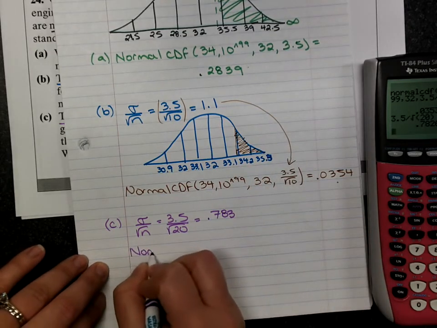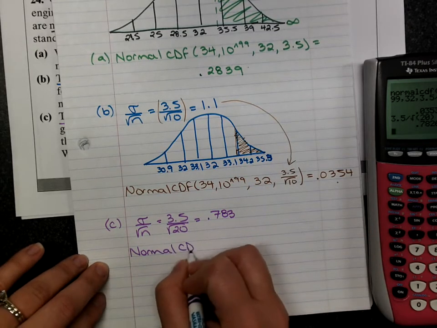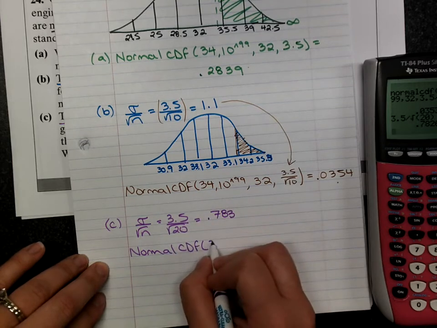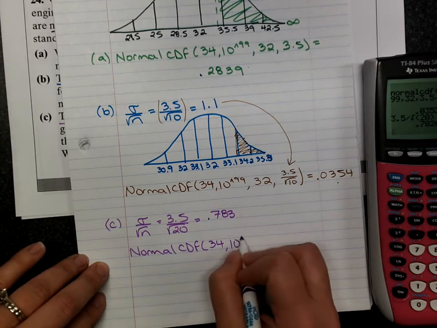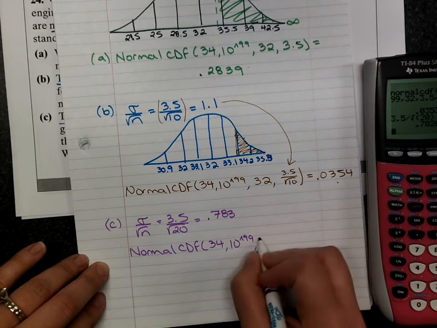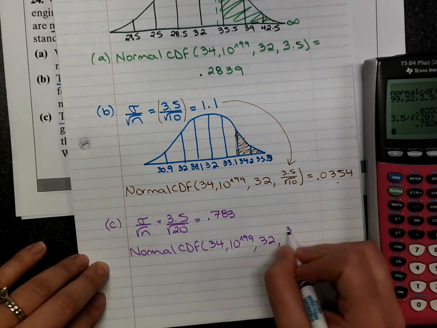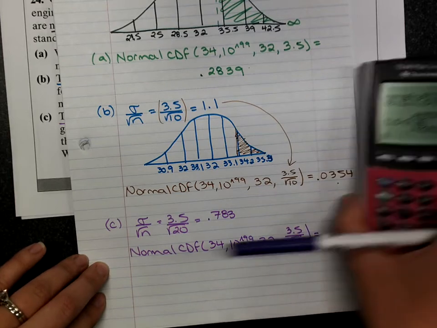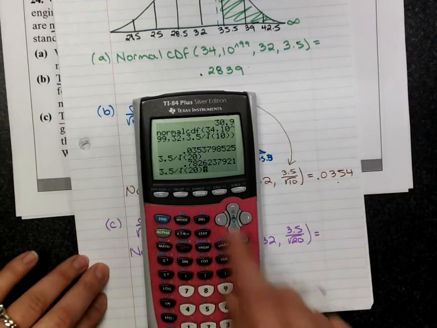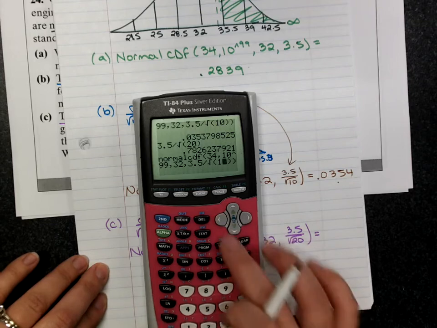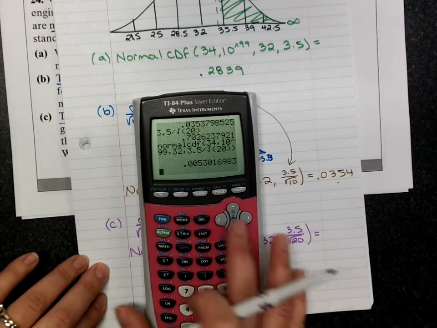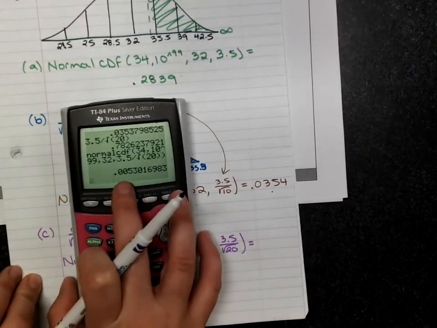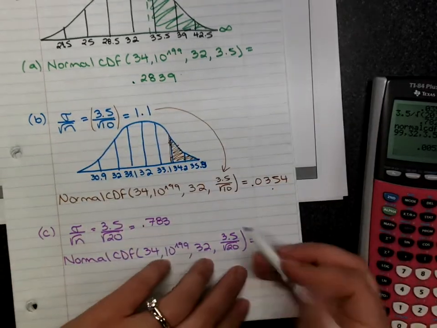So when I do a normal CDF, same setup, 34 to infinity. The mean is still 32, but my 3.5 is now getting divided by the square root of 20. So again, you can hit second enter and change the 10 to a 20. And look how tiny that number just got. Very small.